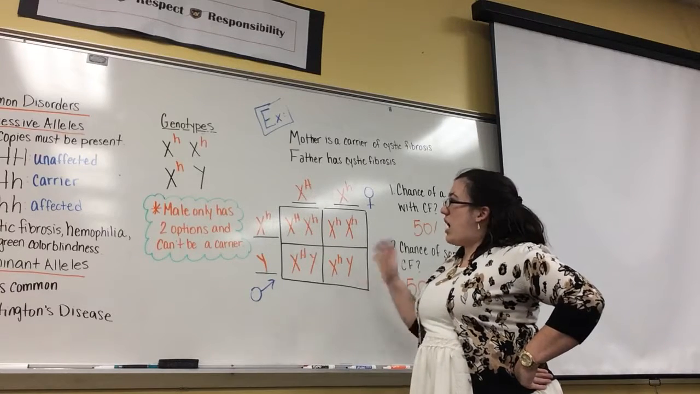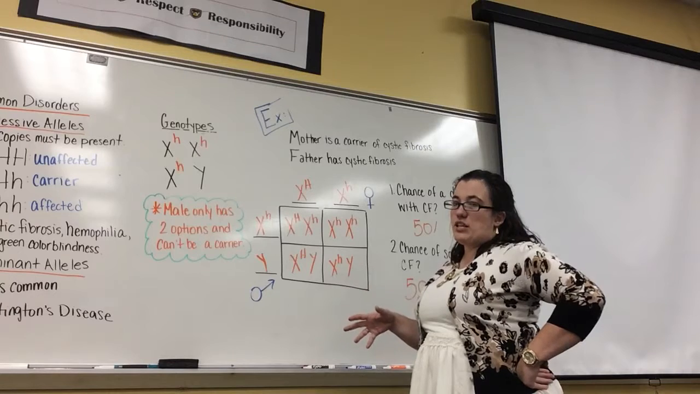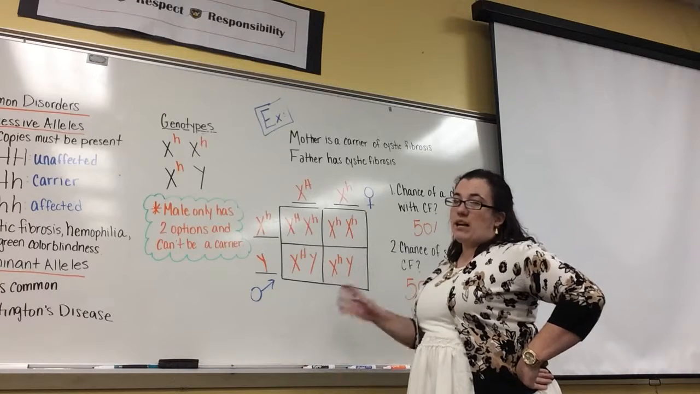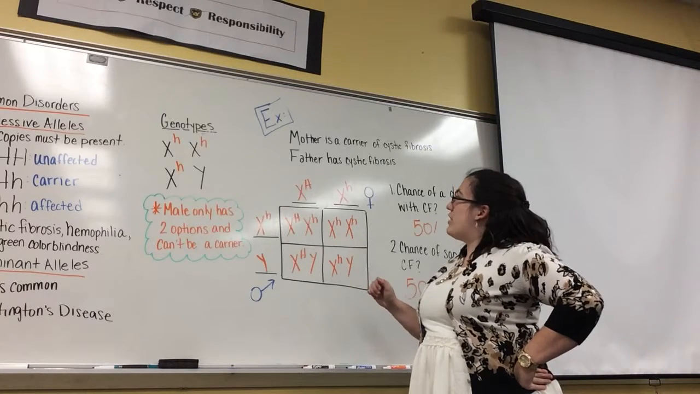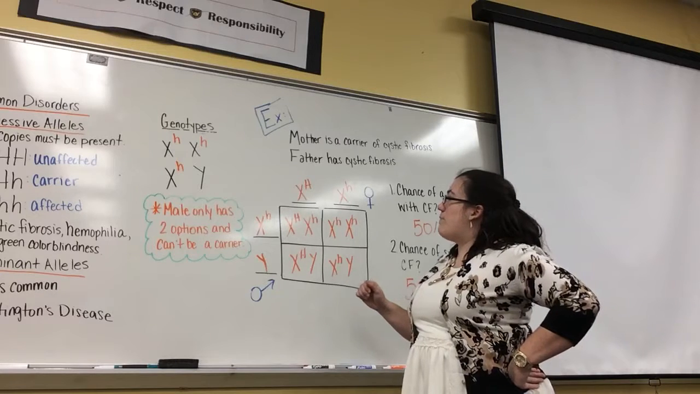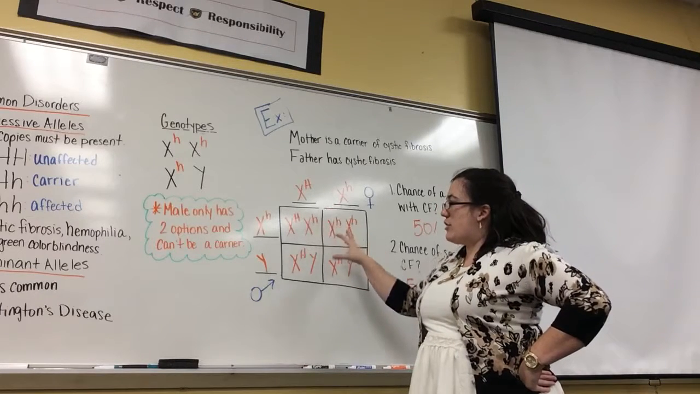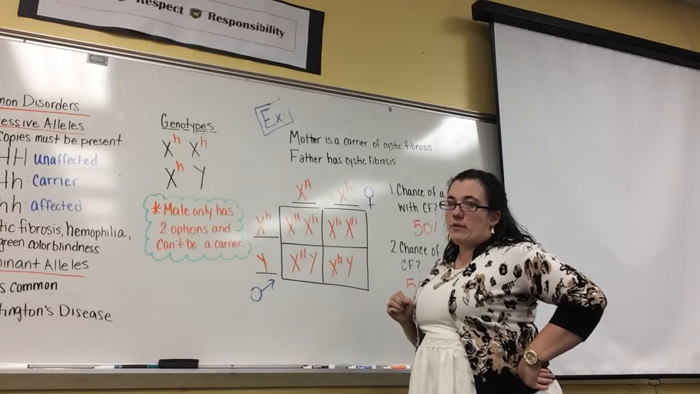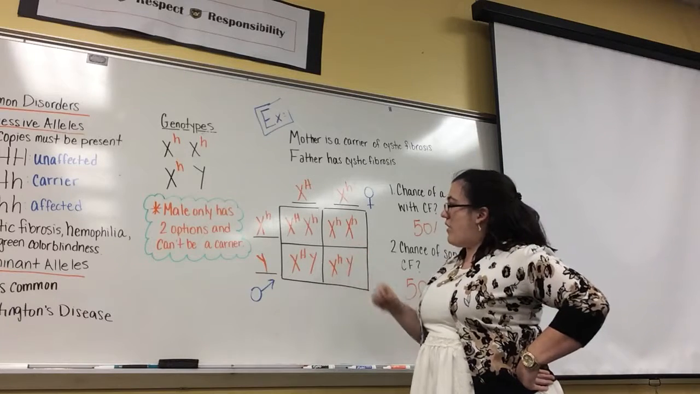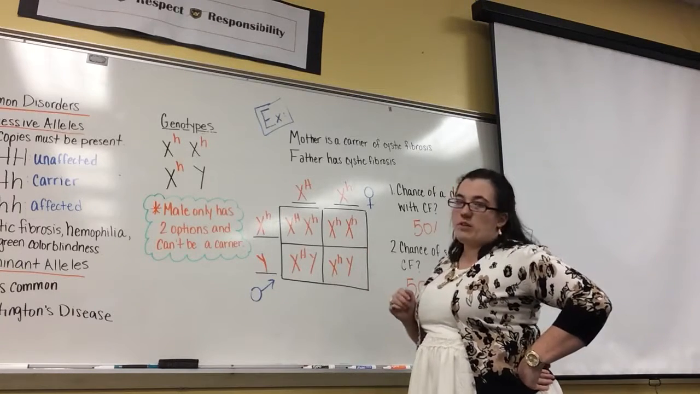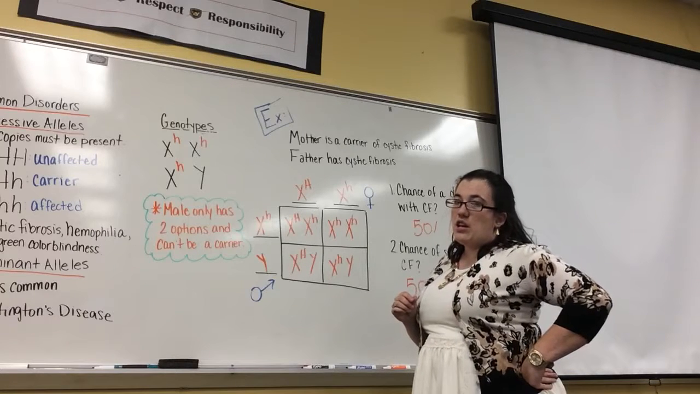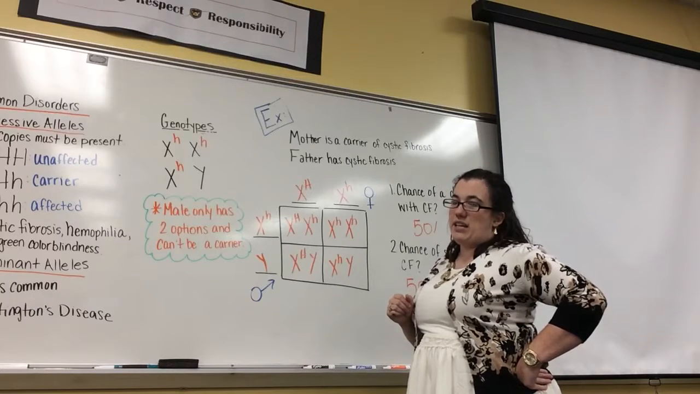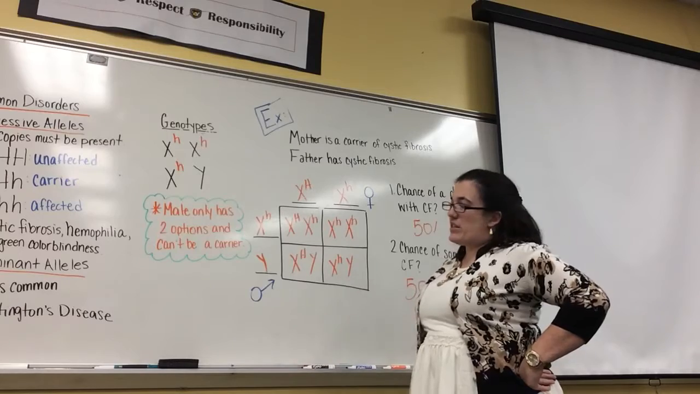But you can tell a lot of things from analyzing these Punnett squares, and you should be able to go back and forth between whether you have the parents' genotypes and you're trying to figure out what the offspring would be, or vice versa. You have the offspring and you're trying to figure out what the parents' genotype is. So hopefully that helps a little bit more explain these sex-linked traits and how to analyze the results.